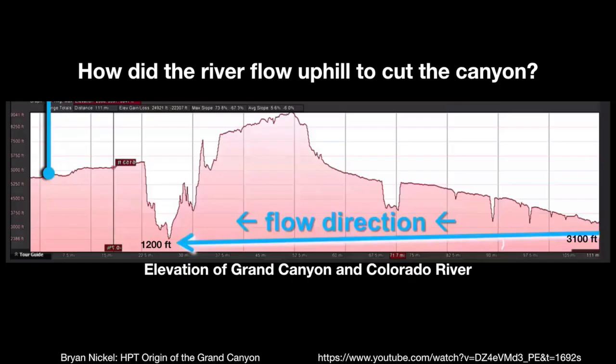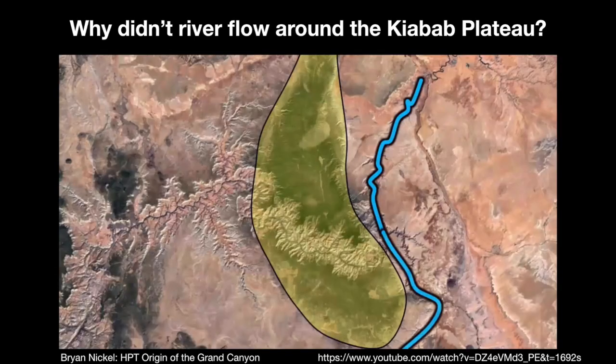And when they start saying that, that's when you've got to start asking teachers and guides these questions. How did a river flow uphill? Because that had to happen. The river flows in at 3,100 feet and flows out at 1,200 feet, and in the middle, that canyon rises a mile above the river. So it's not going to flow uphill. And how come it didn't flow around that Kaibab Plateau? Grand Canyon goes right through it.